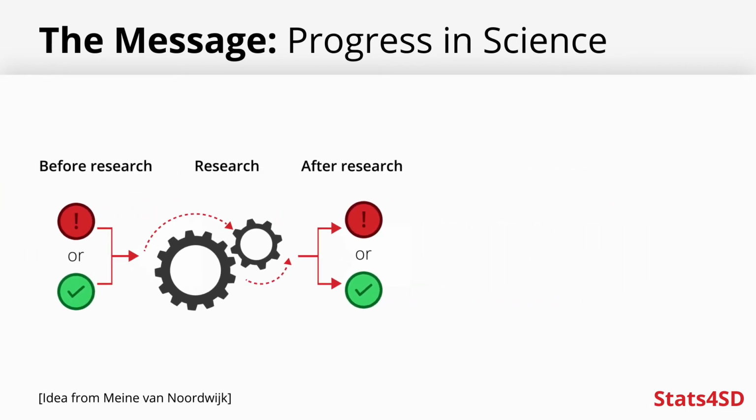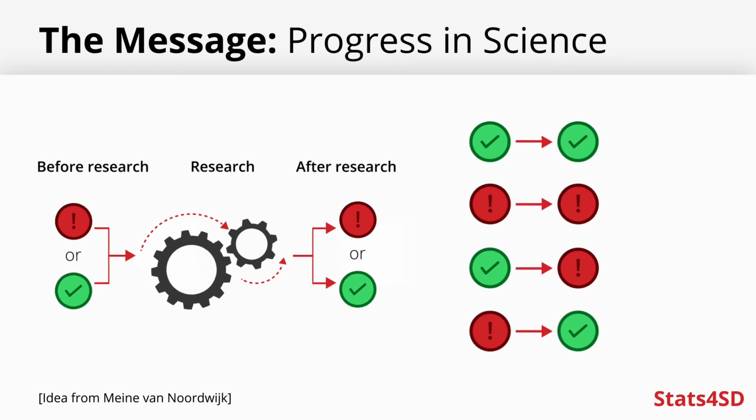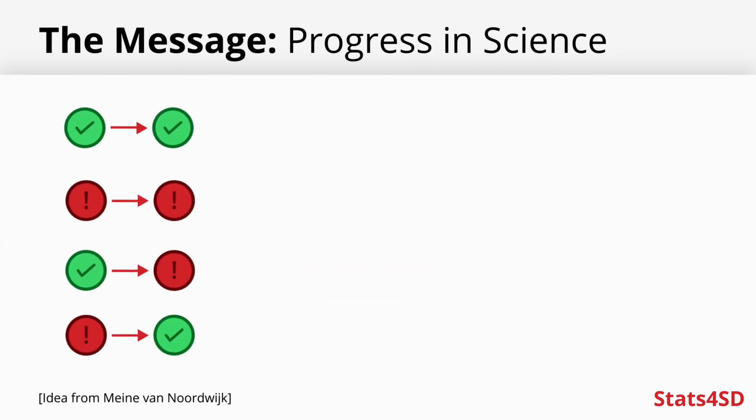Thus, there are four possible situations: green to green, red to red, green to red, and red to green. The message you have to tell is different in each case. It's easier to tell a good story about some than others. I'll use a very simple example to illustrate the point. Your research results will be more interesting than this example.